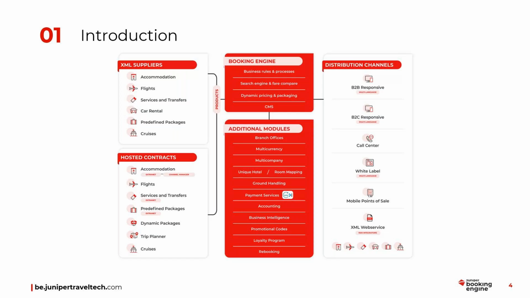Let me start by giving you some background information. This is an overview of all the modules that are currently available in Juniper. On the left side, we can see the product to be sold, both from external suppliers and own contracting. The rules for all these products are defined in what we call Juniper's back office or intranet, where you can configure your customers, intranet users, and business rules, such as markups, commissions, or taxes, among others. And on the right-hand side, we can see the different types of distribution channel that Juniper offers.